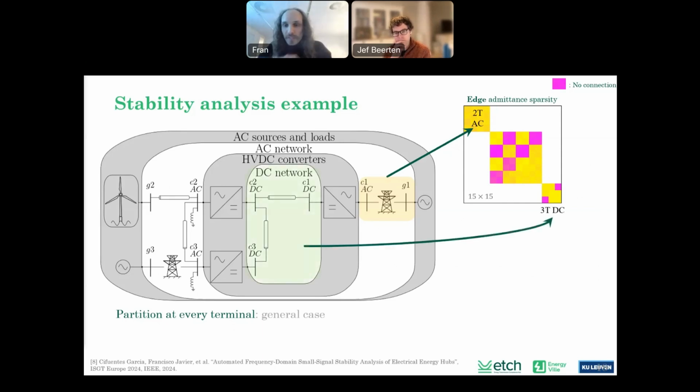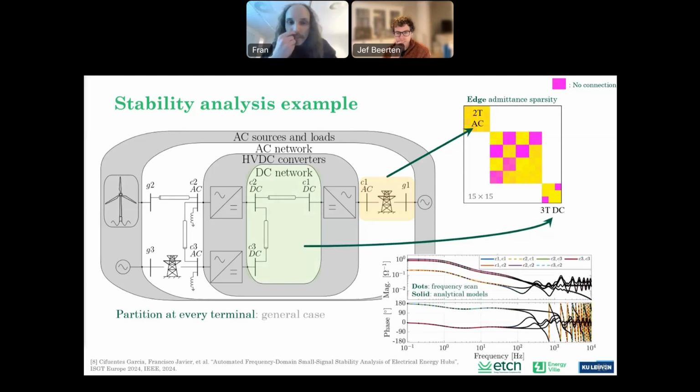Then we can also observe the DC grid, basically, where we have 2 DC cables, and terminal 3 and terminal 1 are not connected. That's also visible here. And the rest corresponds to the other AC system. Again, here you can observe the validation with analytical models, that it gives a very good agreement.